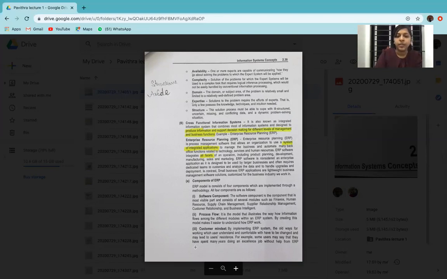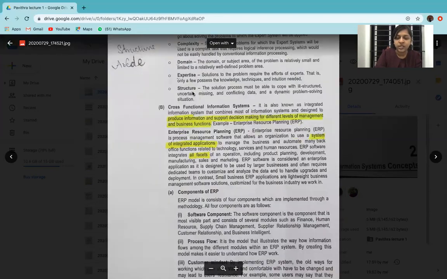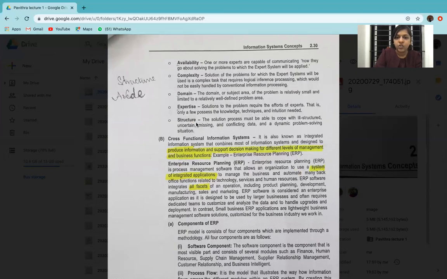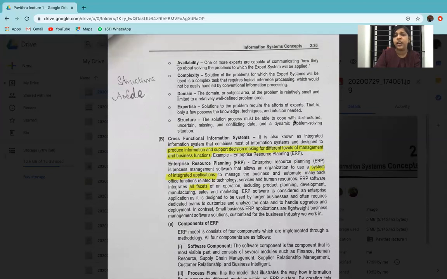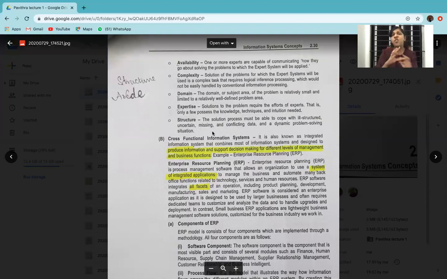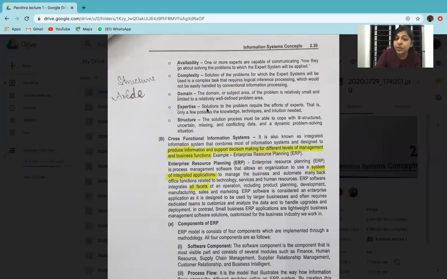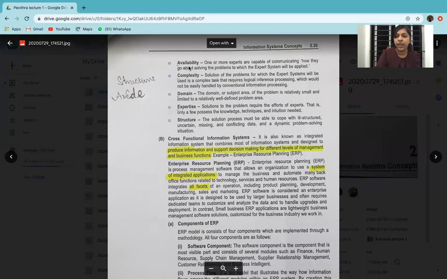What is structure? The solution process must be able to cope with ill-structured, uncertain, missing, conflicting data. It is all about the data characteristics, because for strategic management, the information is ill-structured, uncertain, missing, conflicting data. So it should be structured so that it can assist the strategic management.